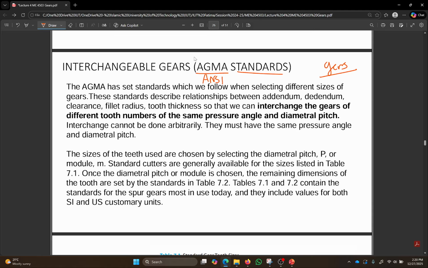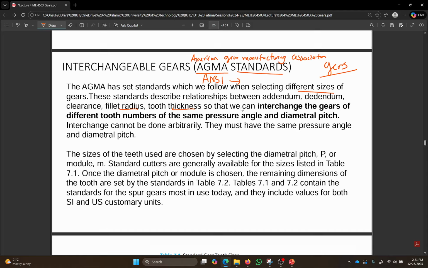AGMA stands for American Gear Manufacturing Association. And ANSI stands for, you already know this, American National Standards Institute. So the Gear Manufacturing Association has set some standards which we follow when selecting different sizes of gears. These standards describe the relationship between addendum, dedendum, clearance, fillet radius, tooth thickness, and everything.